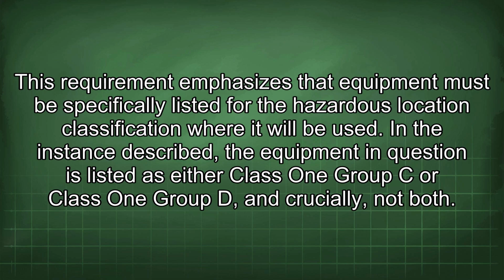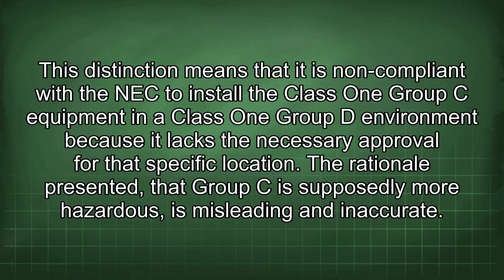In the instance described, the equipment in question is listed as either Class 1 Group C or Class 1 Group D, and crucially, not both. This distinction means that it is non-compliant with the NEC to install the Class 1 Group C equipment in a Class 1 Group D environment because it lacks the necessary approval for that specific location.